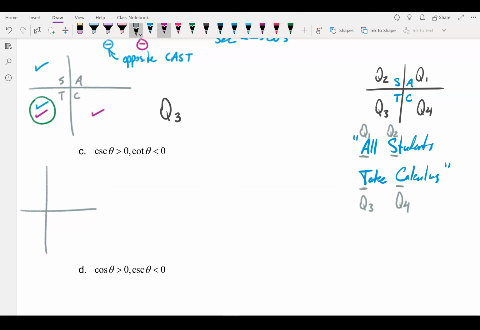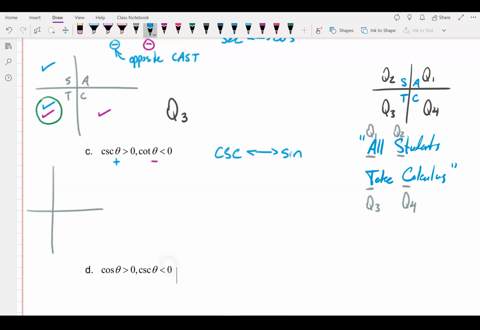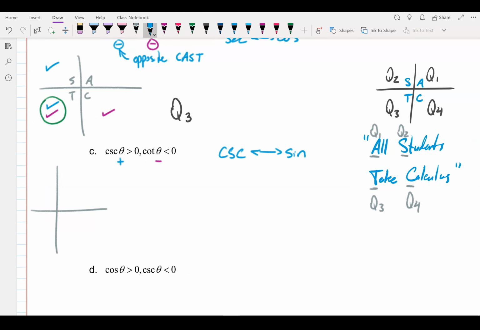Cosecant greater than 0, cotan less than 0. So cosecant is positive, cotan is negative. Cosecant, can't spell today, cosecant is very closely related to sine. So anything sine does, cosecant also does. Sine is positive here and here. Cotan is negative wherever it's not positive. So tan is normally positive here and here, which means I must go here and here. And finally, that means it must be in the second quadrant.